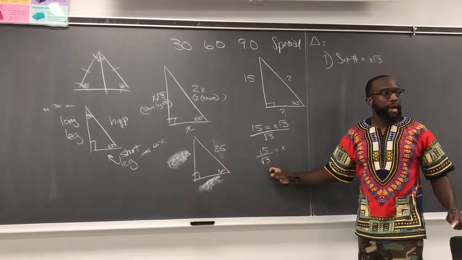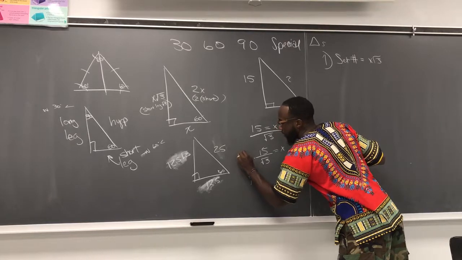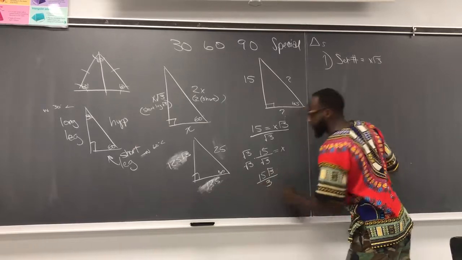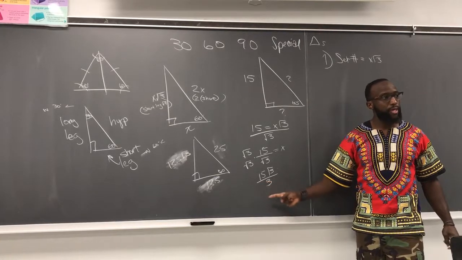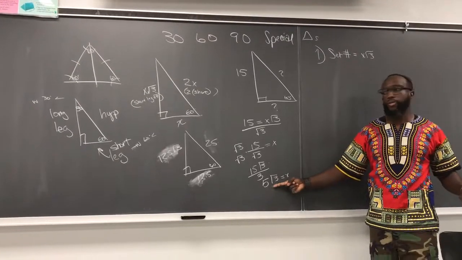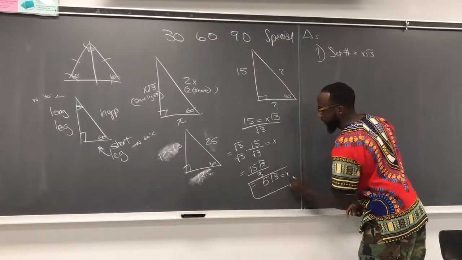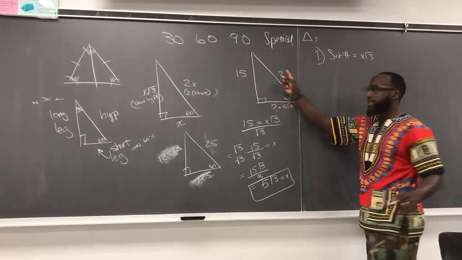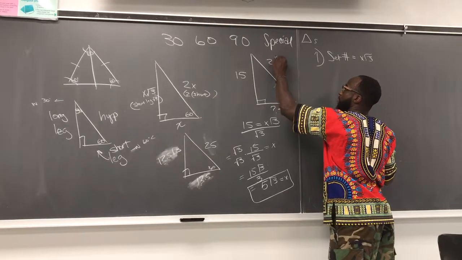We can't have a radical at the bottom, so we multiply the top and the bottom by the square root of 3. That ends up being 15 root 3 over 3. 15 is a multiple of 3, so we can reduce this to 5 root 3 equals x. That means the short leg is 5 root 3, and the hypotenuse is going to be double that, which would be 2 times 5 root 3, which is what?